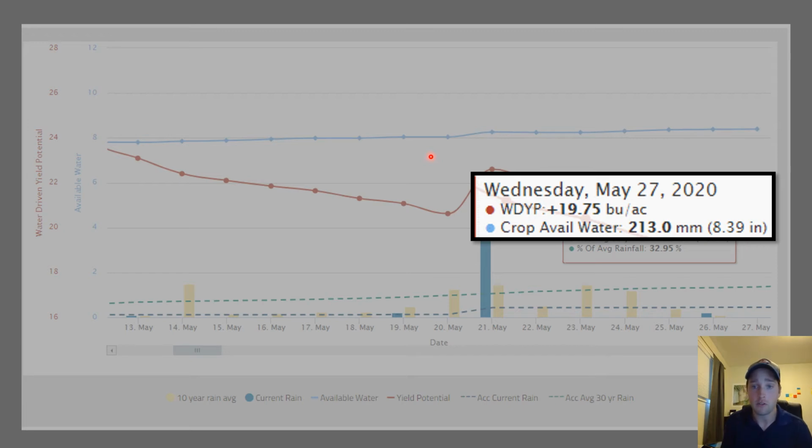It's also showing you how much moisture is available to that crop on that day. On May 27th in this field, there's 8.5 inches of moisture available to that crop. So this is an example where we are sitting in a pretty good spot with regards to how much moisture is in that soil and its effect on the yield opportunity for this cereal crop. I think this was durum in this field.